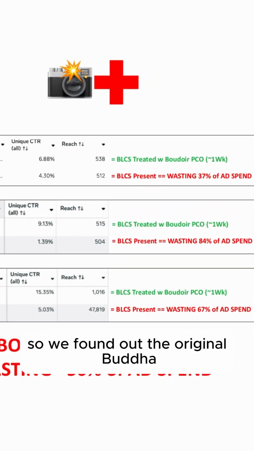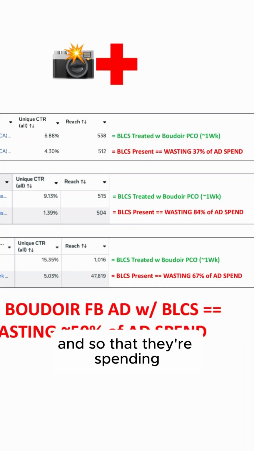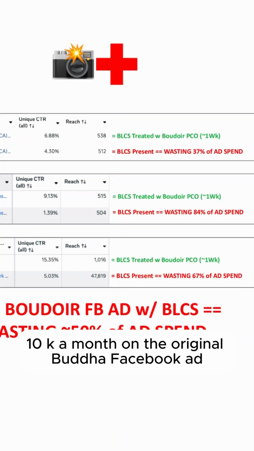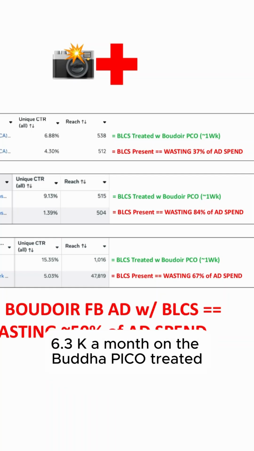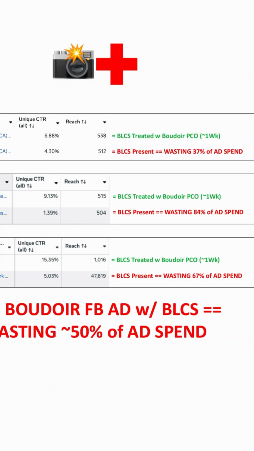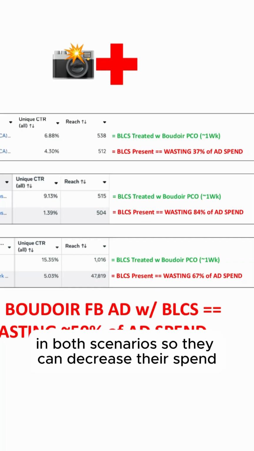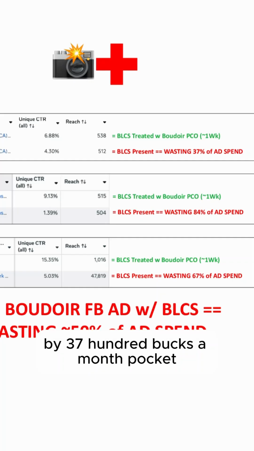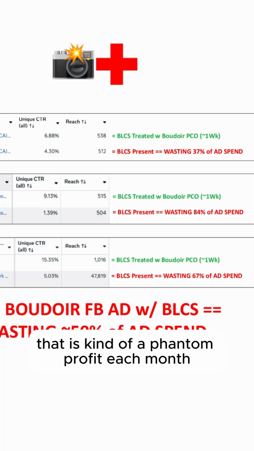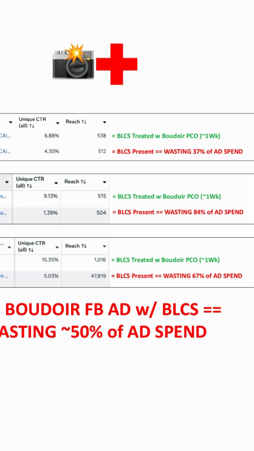So we found out the original Boudoir Facebook ad was wasting 37% of ad spend. And so they're spending 10K a month on the original Boudoir Facebook ad. Now they only need to spend 6.3K a month on the Boudoir Pico treated Facebook ad, and they'll get their ad into the same number of women's brains in both scenarios. So they can decrease their spend by $3,700 a month, pocket that as kind of a phantom profit each month. That's like 40K over the next year without having to do anything.